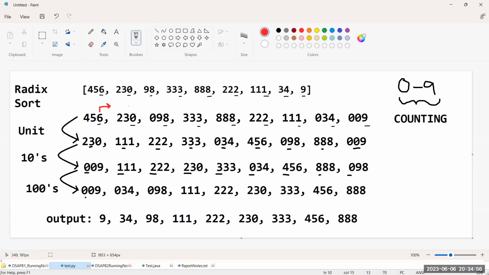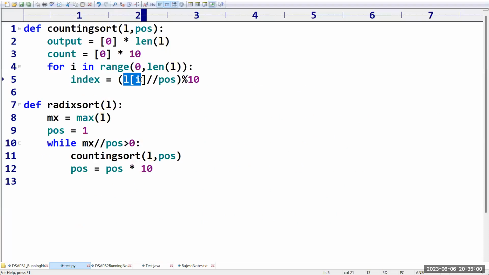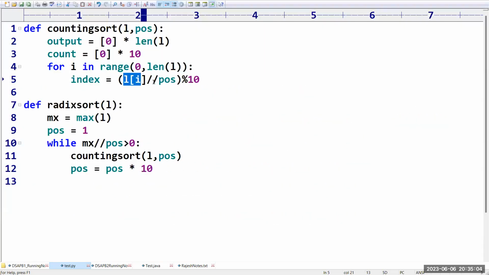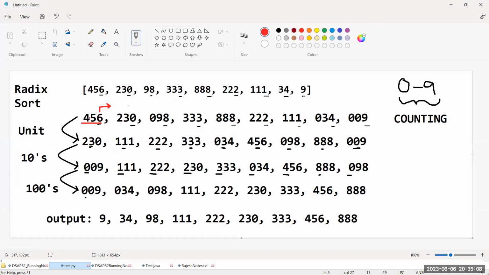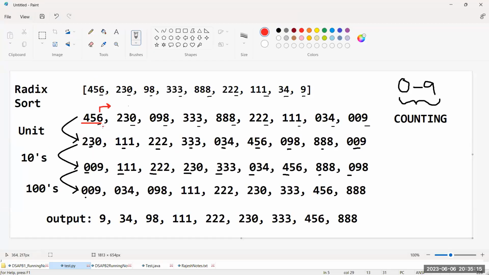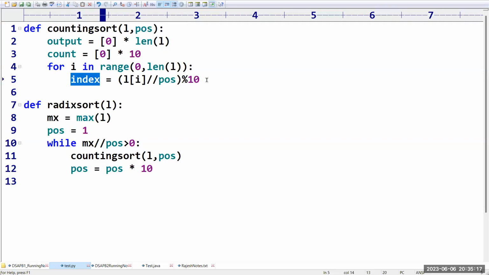So the unit position is a 6. How to get this particular digit? I am dividing L of I. Here L of I is 456. 456 divided by position, first time the position is 1. 456 divided by 1 means we will get 456 only. Percentage 10 means we will get 6. So that will become your index.